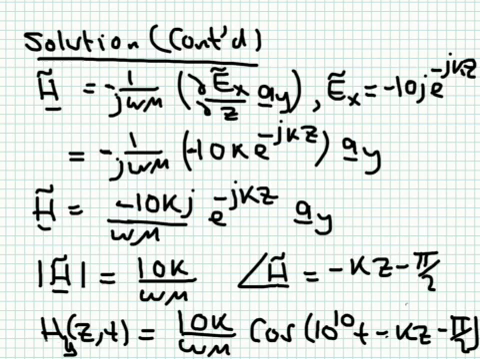Now I know H, I can solve for k. How can I solve for k? I have a second curl equation that I have not used. I used only that the curl of E is equal to minus j omega mu H. I can use that the curl of H is equal to j omega epsilon E. And then I can try from these two equations to solve for k.